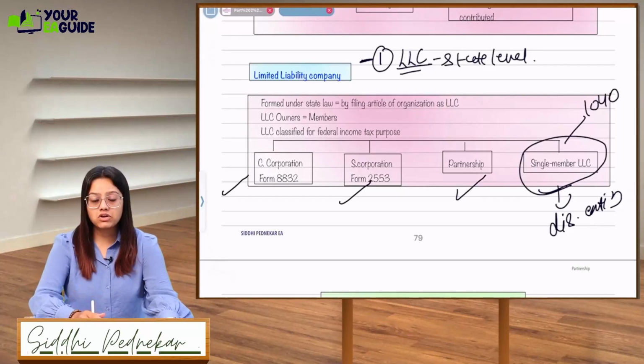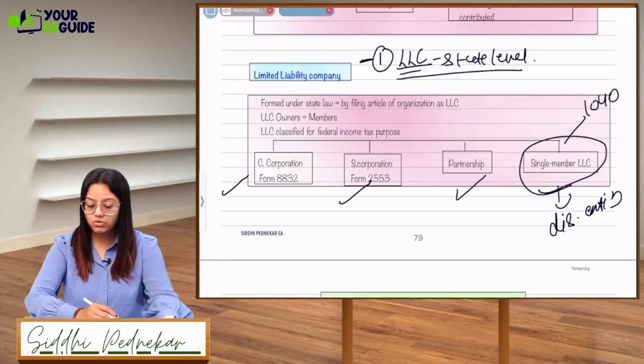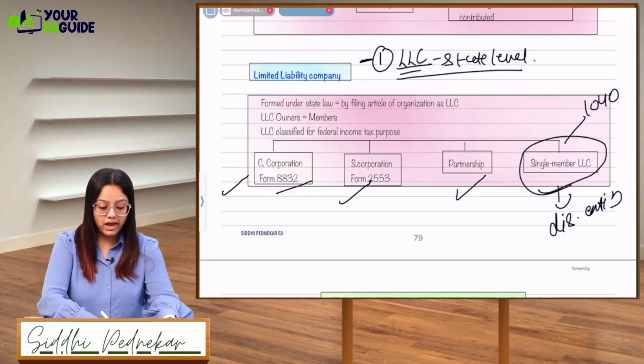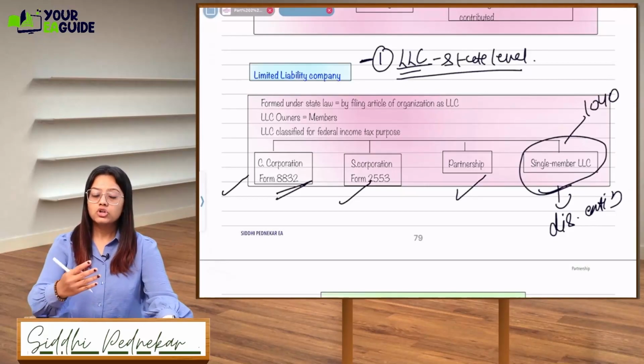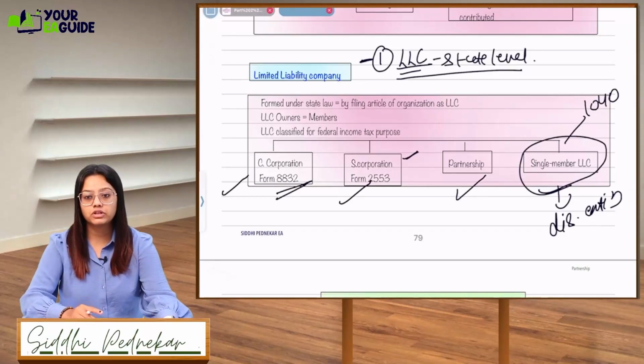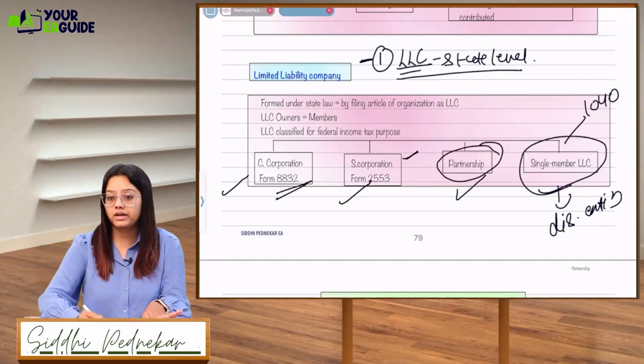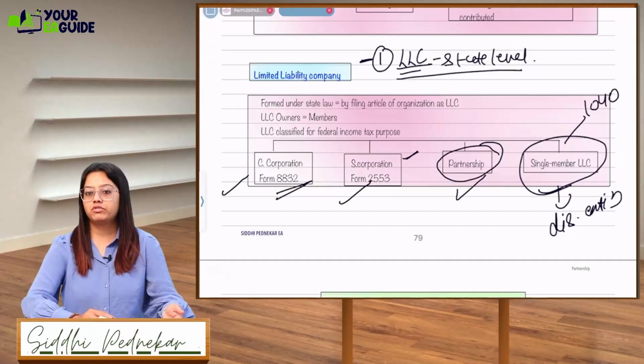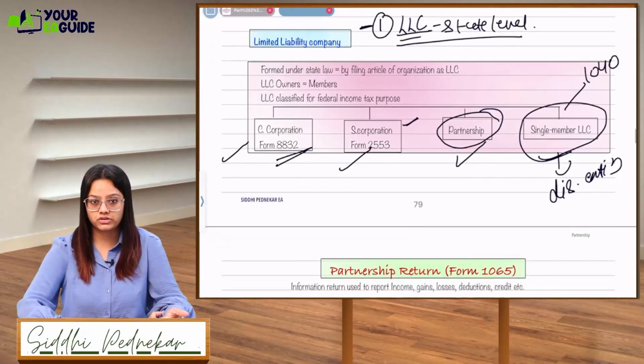But if you are forming an LLC and you want to go for C Corp filing, you will have to file Form 8832 to treat your organization as a C Corp. In case of S Corp, it will be Form 2553 which you need to file, and for the partnership, by default it will be treated as a partnership. No need to file a separate form. This we have already done in yesterday's session, right?